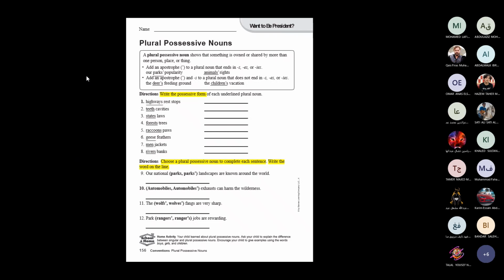Number 5 is wrong, yeah, Qais. Number 5, raccoons. Must be S apostrophe, not apostrophe S. Raccoons already has S at the end. The other choices are correct.